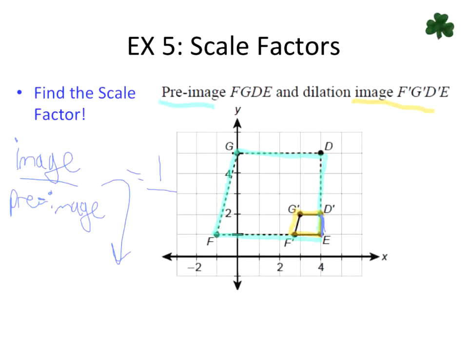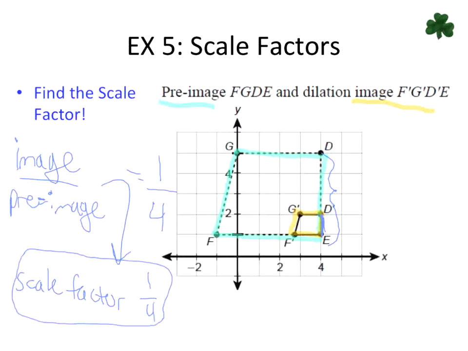Now look at your pre-image for the same side, the corresponding matching side, D to E. How long is your pre-image? 4. What's your scale factor? 1/4. That was not hard. Okay, so scale factor, let's write that in. 1/4. There's no catch. I love that question. So how are you going to find scale factors?